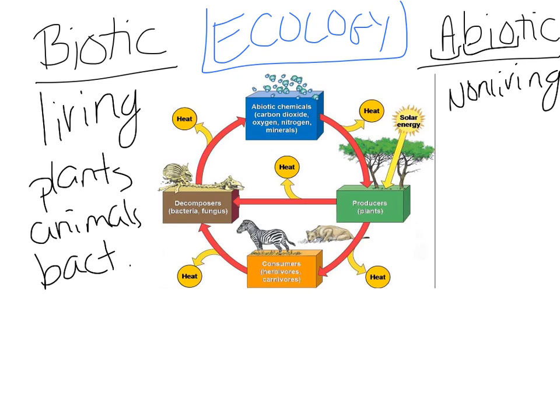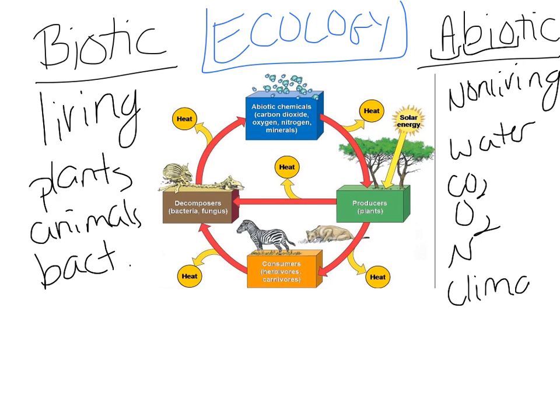Your abiotic factors would be things like water. You could count your chemicals there, like carbon dioxide availability, oxygen availability, nitrogen. Sometimes weather is factored in as an abiotic factor: climate, wind, temperature. All of those are going to have an impact on how these organisms are interacting with each other as well as the environment. And these factors are going to dictate who's able to survive where.